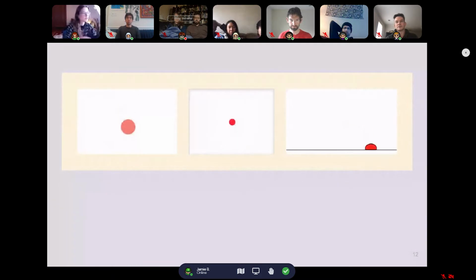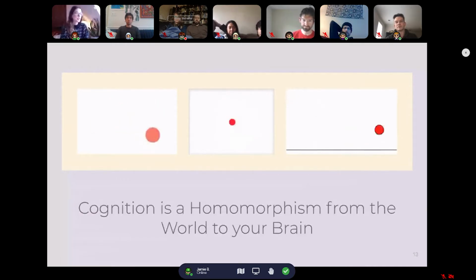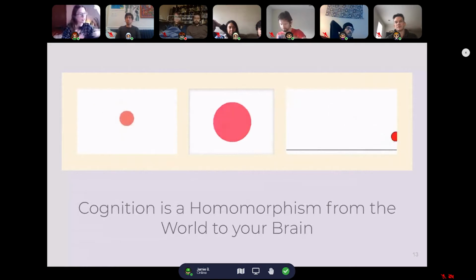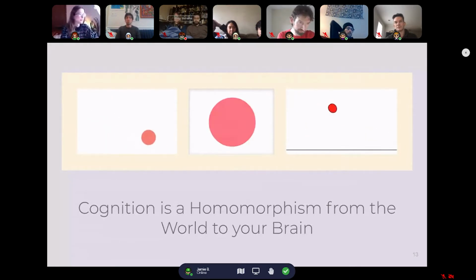Now, the world is full of transformations. Everything that we need to keep track of is constantly transforming, but in highly structured ways. And the brain mirrors this structure in its neural representations. So when there's something out there in the world that rotates, there's a sense in which something in your brain rotates as well. Another way to say this is that cognition is a homomorphism from the world to your brain. Your brain is learning ways to map the world into neural activity that reflects the structure and preserves the important relationships out there in the world.